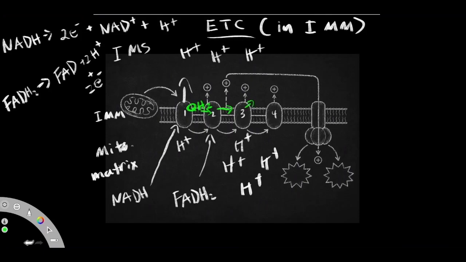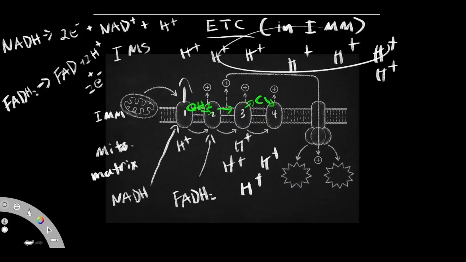Finally, the electrons get passed on to cytochrome C. I'll just put that over here, cytochrome C. And again, more motor force to push these H pluses up here. So now there's a big buildup of H pluses all around here, okay, up into the IMS. Where do the electrons go now? Electrons must now bind to oxygen. That's why, like I said in the previous video, oxygen is the final electron acceptor.